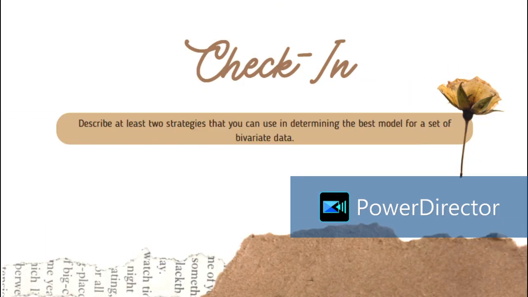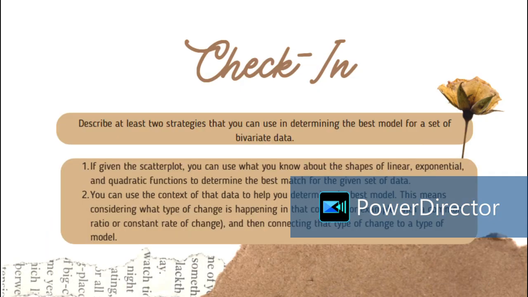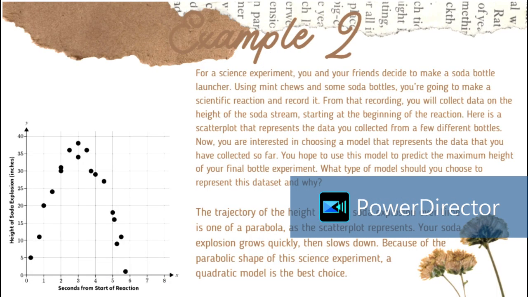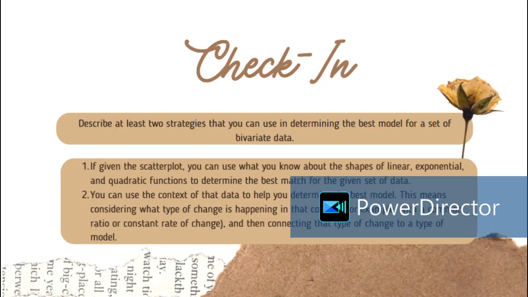Okay, check-in. Describe at least 2 strategies that you can use in determining the best model for a set of bivariate data. First, if given the scatter plot, you can use what you know about the shapes of linear, exponential, and quadratic functions to determine the best match for the given data set. So if you have the graph, just look at it and you can tell what type it is. You can also use the context of that data to help you determine the best model. So if you just have the words, you can read it and dig out the information.